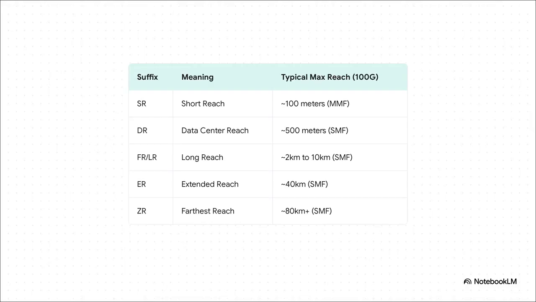And here's a cool trick. You can actually decode what an optic does just by looking at its name. These little suffixes tell you everything you need to know. SR means short reach. That's your multimode.